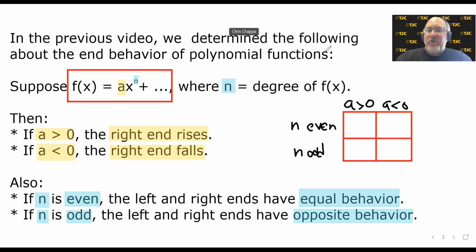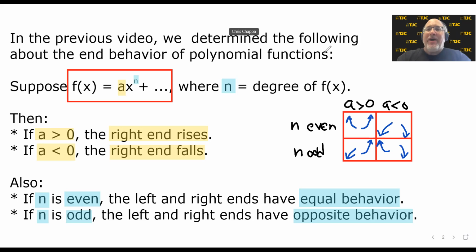If a is greater than 0, that means the right end rises. However, if a is less than 0, that means the right end falls. So we could draw a falling arrow on the right. Now, if n is even, then the ends are equal. So in the top row, the ends point the same direction. But if n is odd, then the ends are opposite, which means if one points up, the other points down.